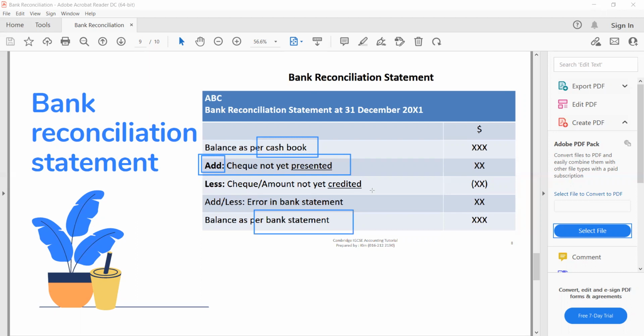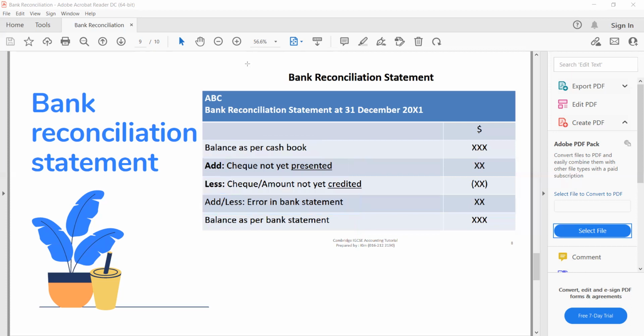Next, less amounts not yet credited. Amount not yet credited means that the bank has not put in this money for us in the bank statement. In this case, the bank statement should have less money, so we less the amount not yet credited. Last, add or less errors in the bank statement. For this one, we need to see the information in the question, whether the effect on the bank statement is to increase or decrease the amount. So that one, we need to see the question.